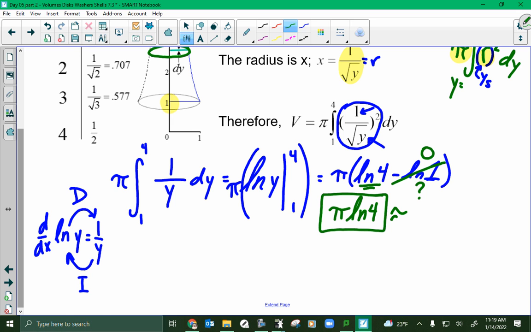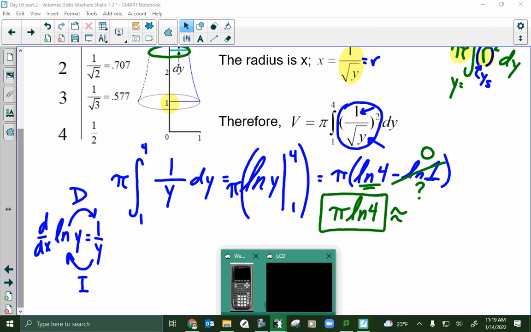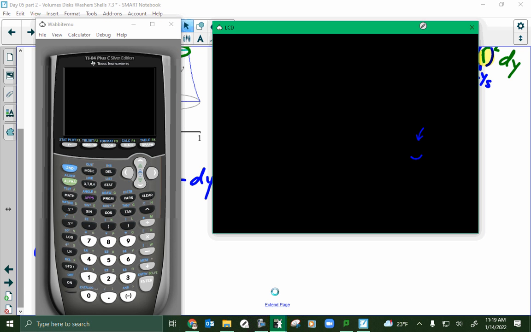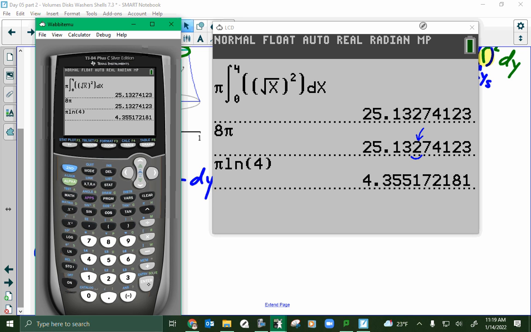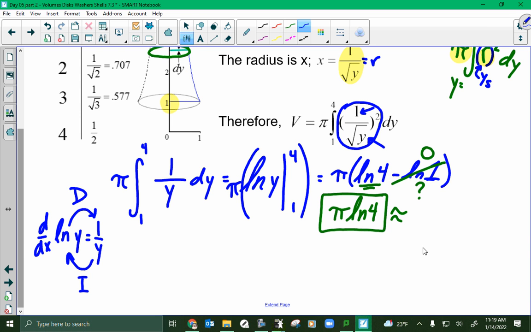But what is that approximately equal to? Well, that's what it is here. Turn this on. We got pi times the ln of 4. 4.355 is the approximation of pi times the ln of 4.